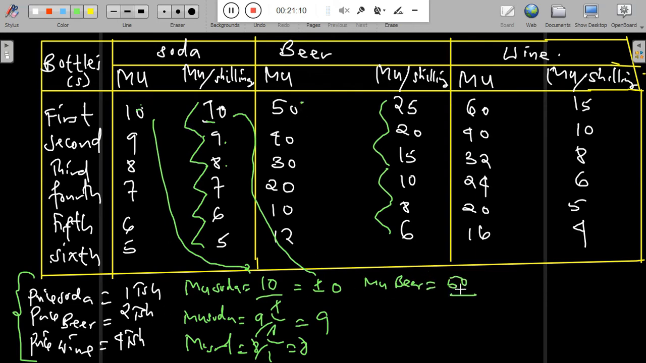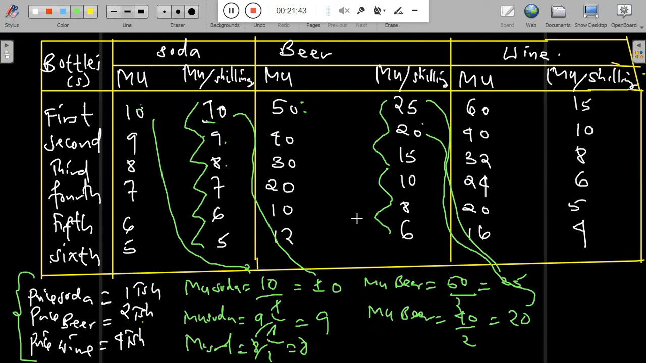The price of the first bottle of beer is 2, so 50 divided by 2 is equal to 25. The marginal utility of the second bottle is 40 divided by its price, 2. The answer is 20. Also, the marginal utility for the third bottle of beer is 30 divided by 2. That will give you 15, as you can observe. So you do the same up to the last, 6th bottle of beer.